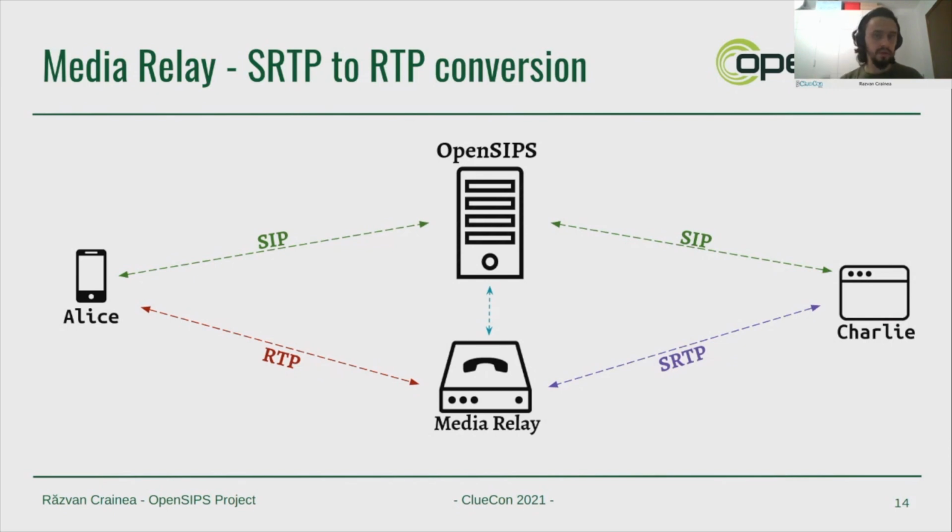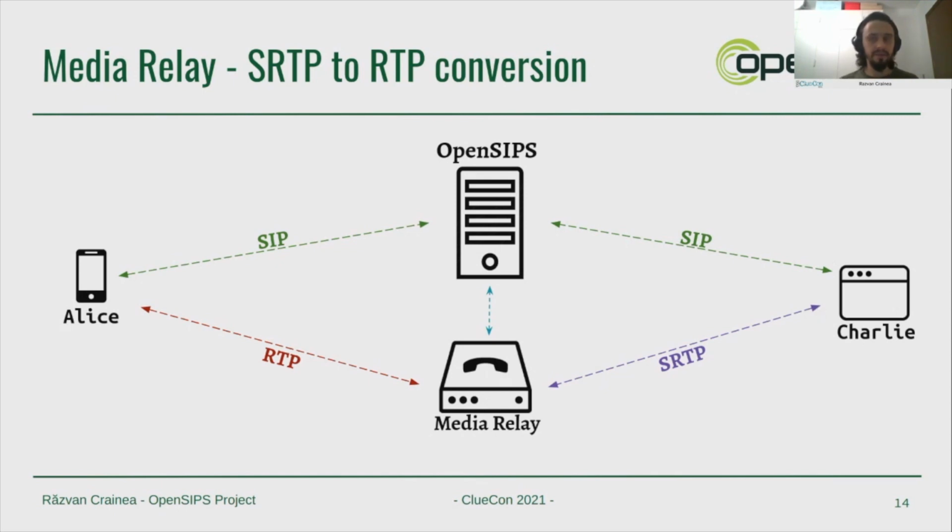And what we are also using it for is to be able to do conversion between SRTP and RTP. Mainly due to the WebRTC world evolving so fast, now we have SIP phones in browser. However, in order for a browser to talk to a hard phone, which probably might or might not talk SRTP, we will have to do some sort of conversion or transcoding between the two so that Alice can continue to talk RTP to the media relay. However, the media relay will talk SRTP to Charlie.